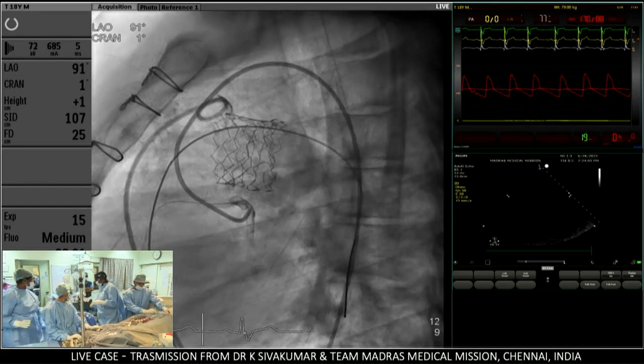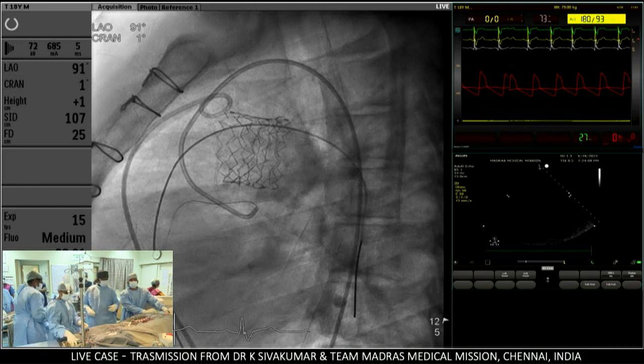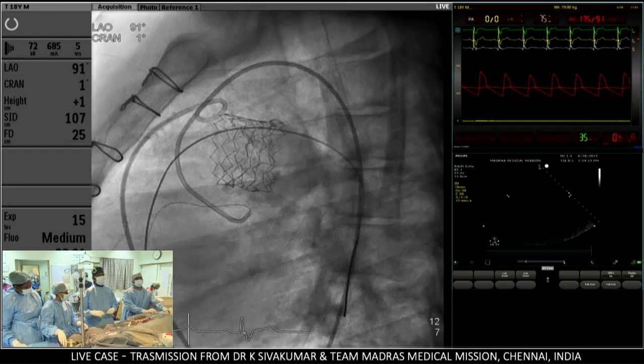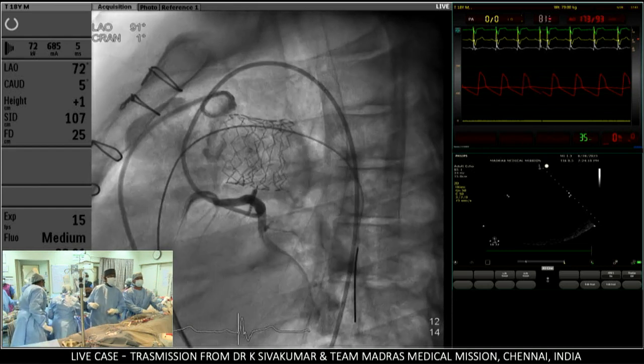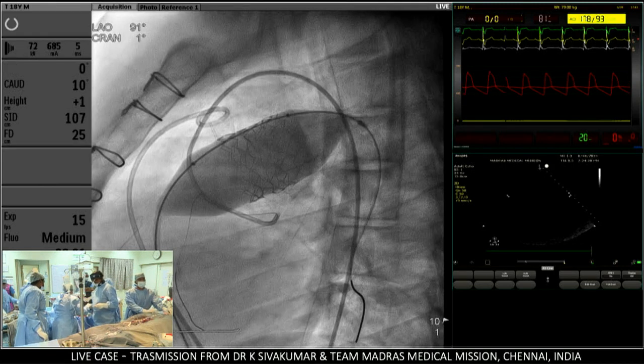Okay, I want a guide catheter to record the pressures. Or another option is to give me the right coronary artery catheter. Come back to AP view. I want to put this one deeper. Is somebody measuring the stent? Sonia's got a question while you're measuring.